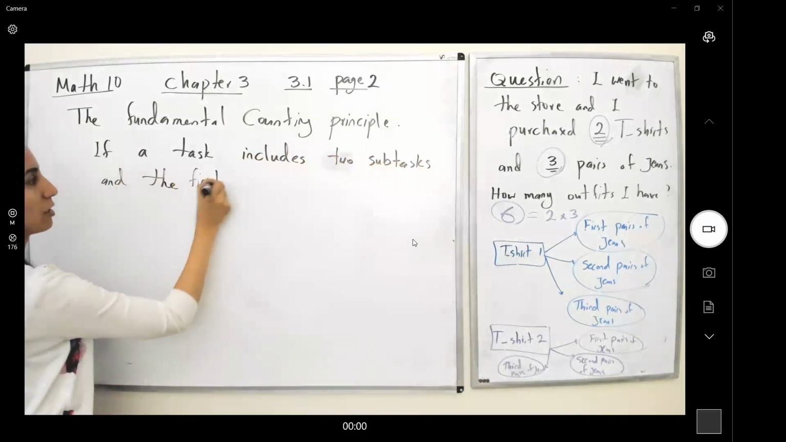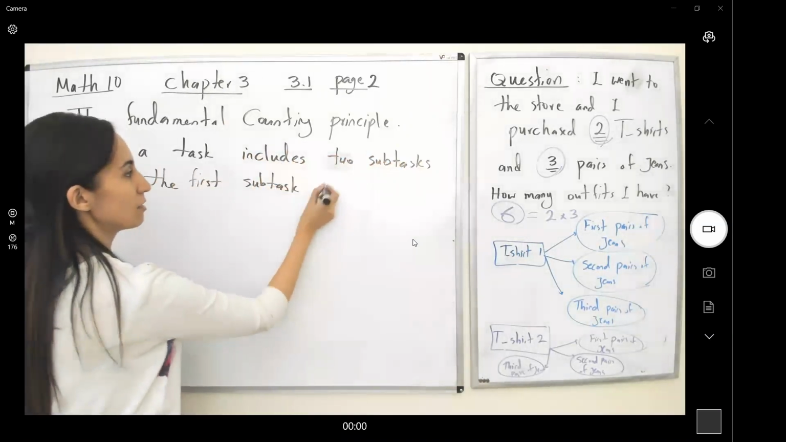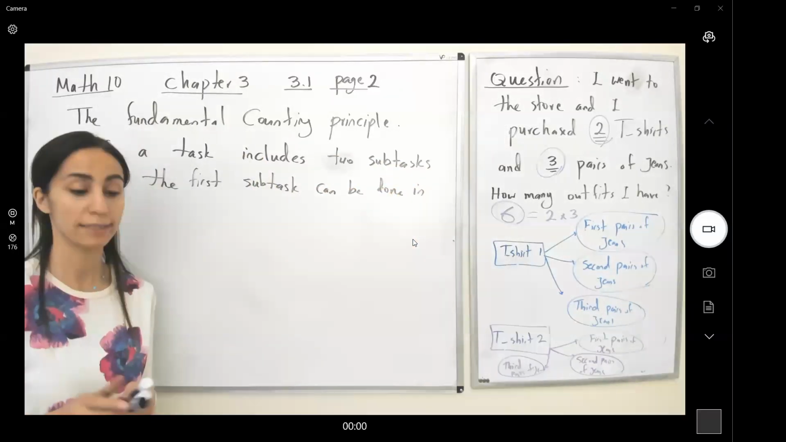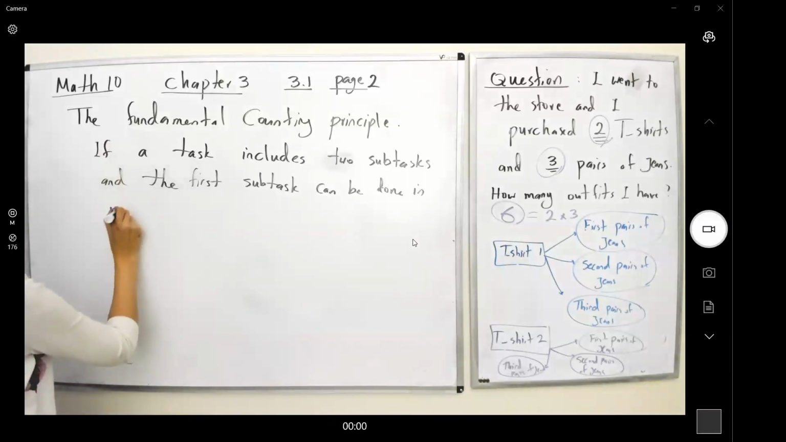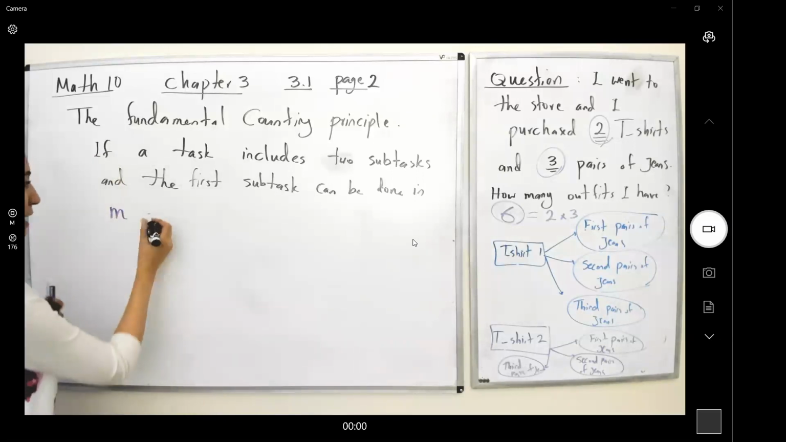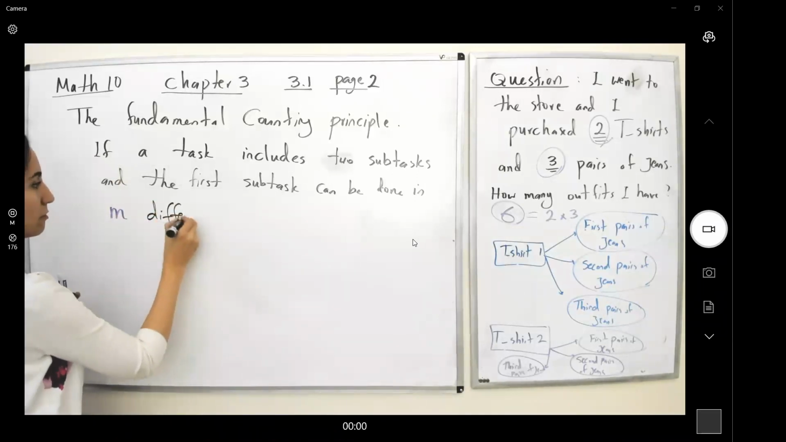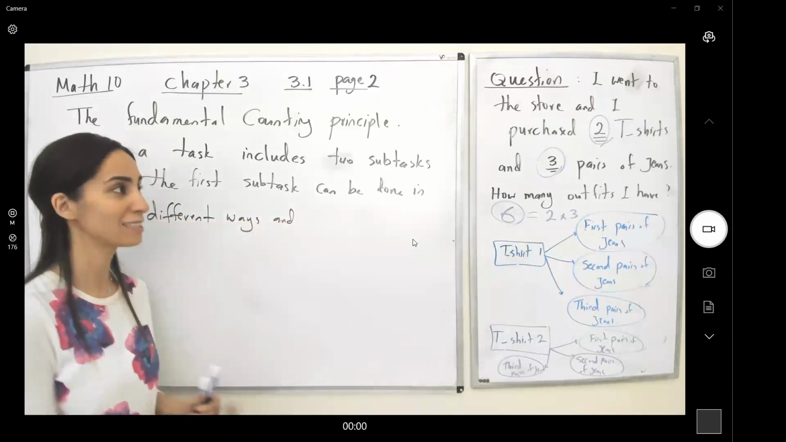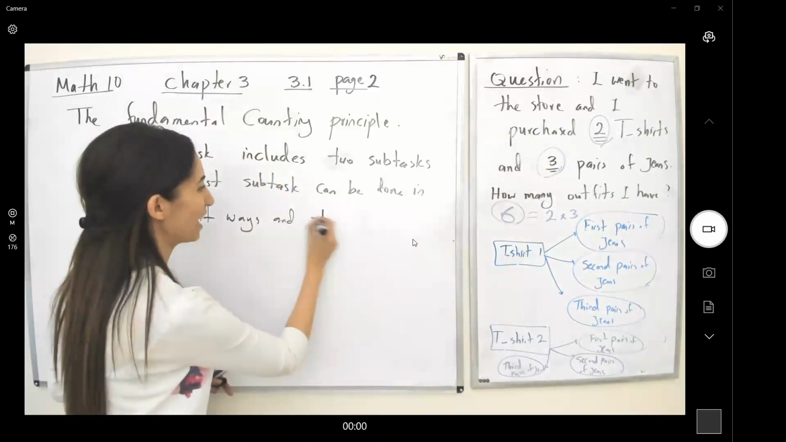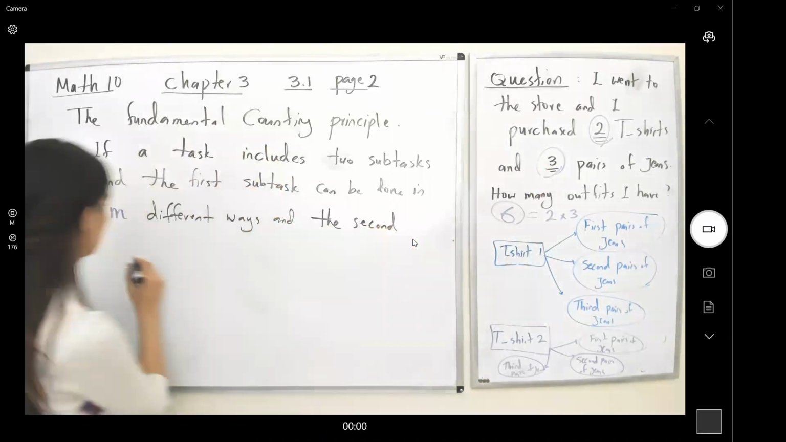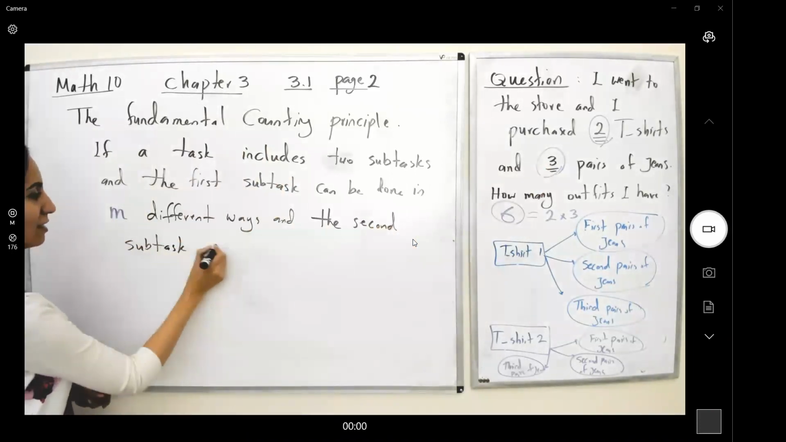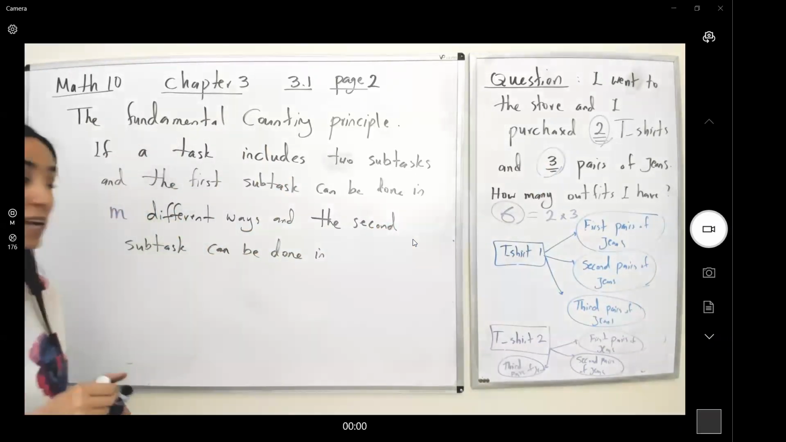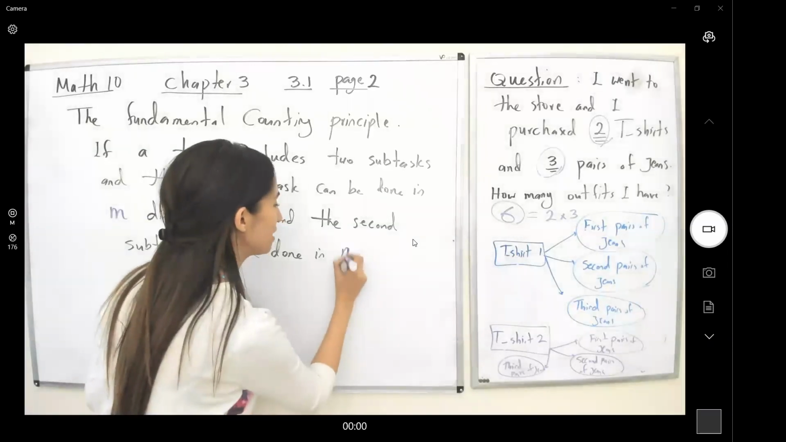and the first subtask can be done in m different ways, and the second subtask can be done in n different ways. So m and n different ways.